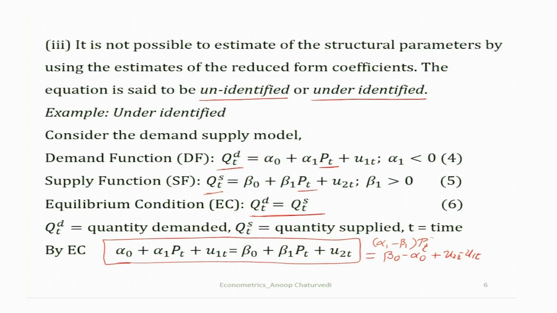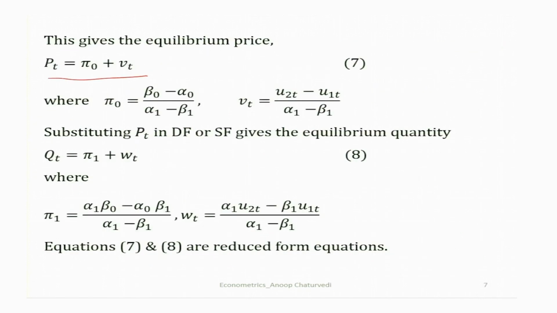In any of these two equations you substitute the value of P t, and then you get the equilibrium quantity. So, Q t is equal to pi 1 plus W t, where pi 1 is equal to (alpha 1 beta naught minus alpha naught beta 1) upon (alpha 1 minus beta 1). This you can easily verify, and W t is equal to (alpha 1 U 2 t minus beta 1 U 1 t) upon (alpha 1 minus beta 1). So, you get these two equations.